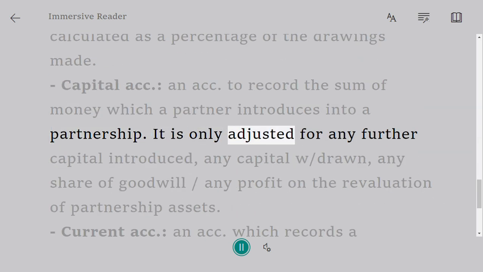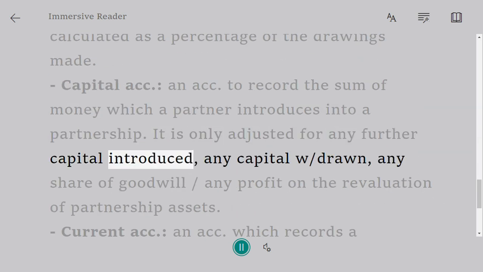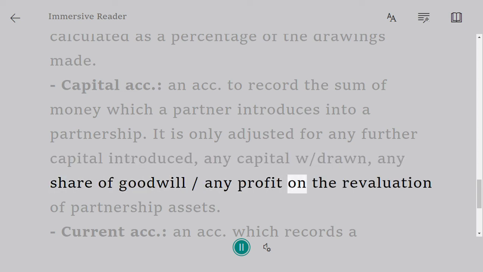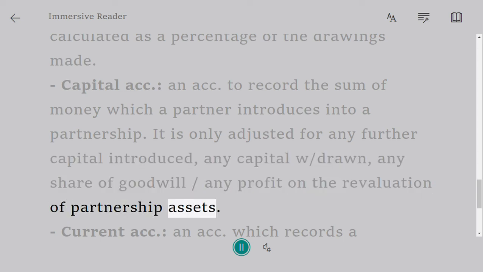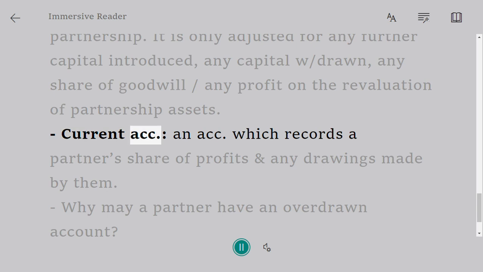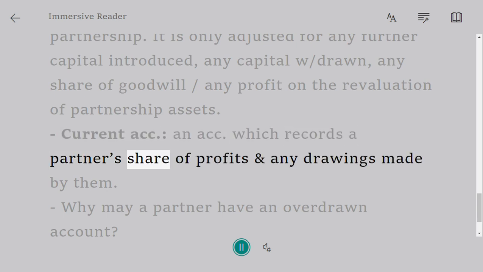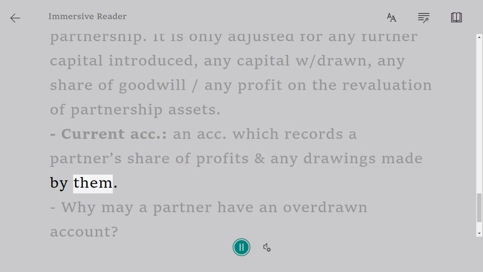Capital account, an account to record the sum of money which a partner introduces into a partnership. It is only adjusted for any further capital introduced, any capital withdrawn, any share of goodwill or any profit on the revaluation of partnership assets. Current account, an account which records a partner's share of profits and any drawings made by them.